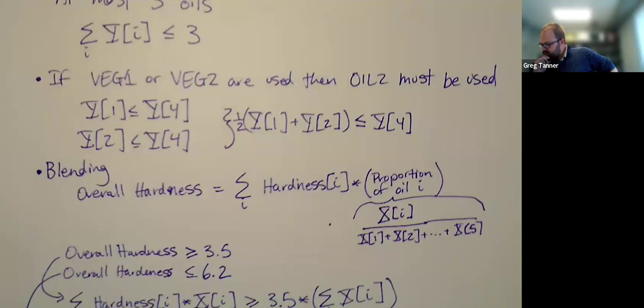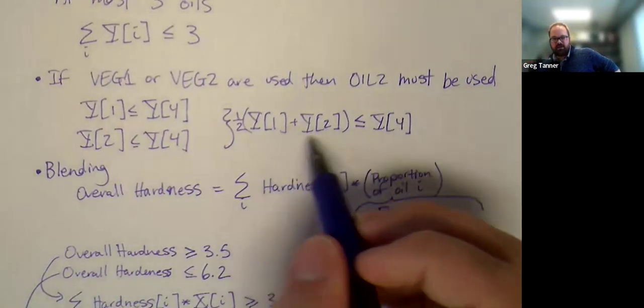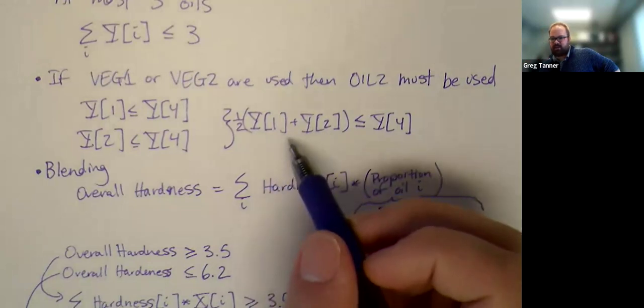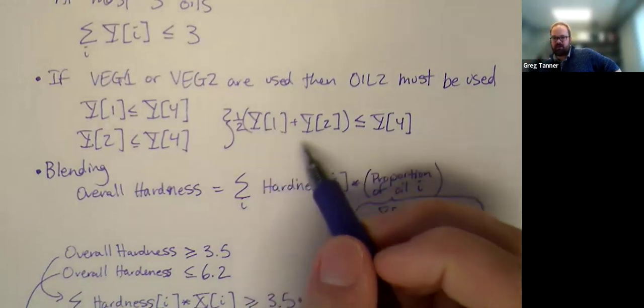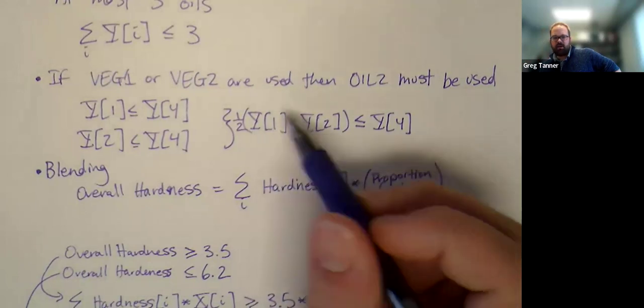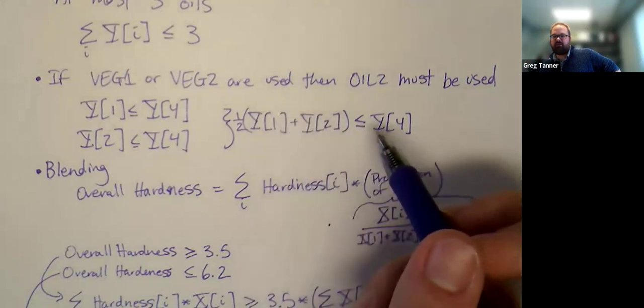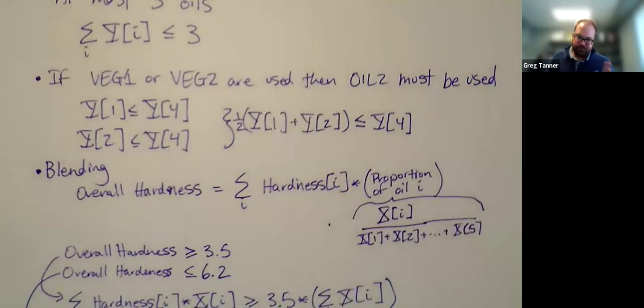Let me just kind of look at this and verify. Yeah, so if y4 equals 0, then the sum of these two positive things has to be less than or equal to 0, so they both must be 0. On the other hand, if either of these is 1, then you're going to get 1/2 on the left side, and if it's bigger than a half, it has to be 1.